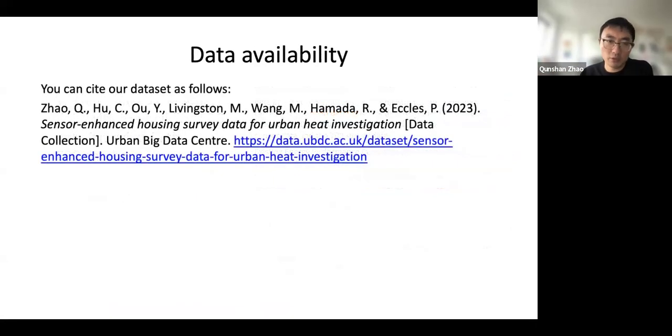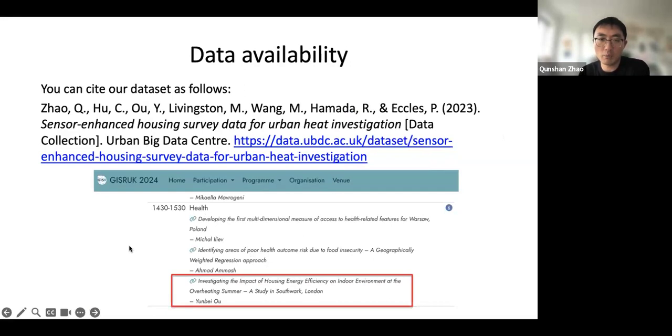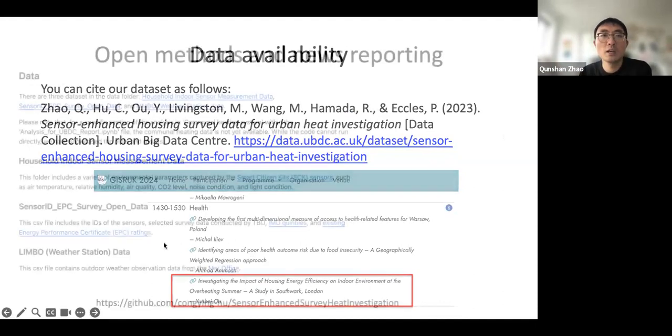This is the data citation reference. If you want to use our data, feel free to cite it. And we will have a short conference paper out fairly soon at the April GISRUK conference. One of our PhD students will discuss all these results in detail.